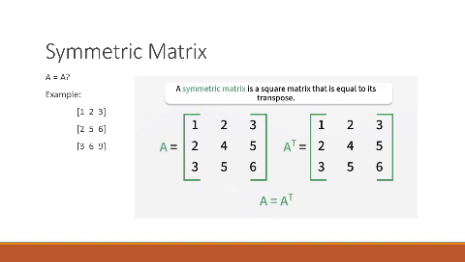Some key points: only square matrices can be symmetric. All elements mirror across the main diagonal. Main diagonal elements can be any value. A12 is equal to A21, A13 is equal to A31, and A23 is equal to A32.